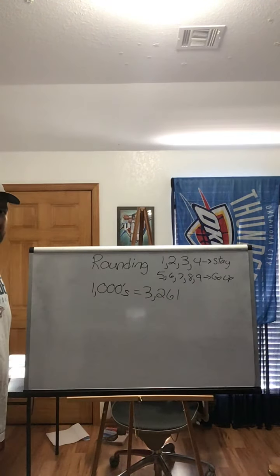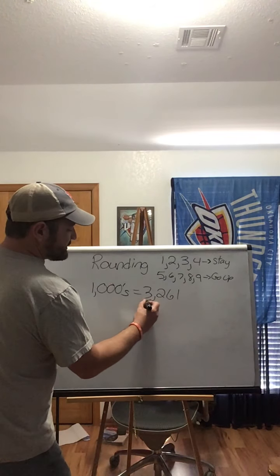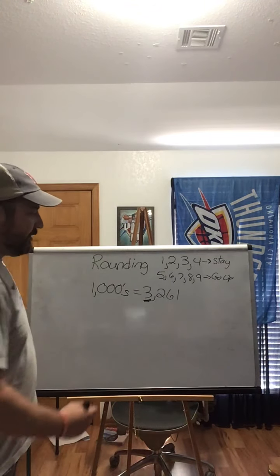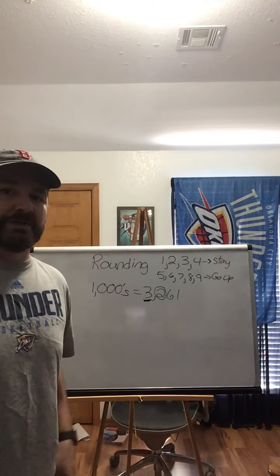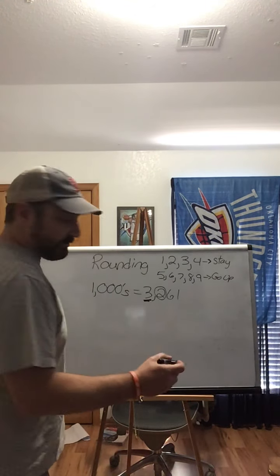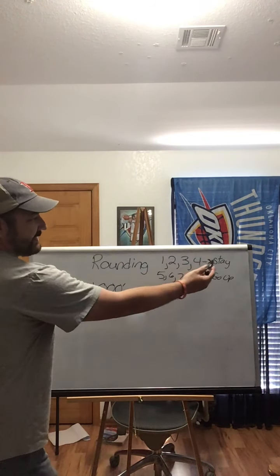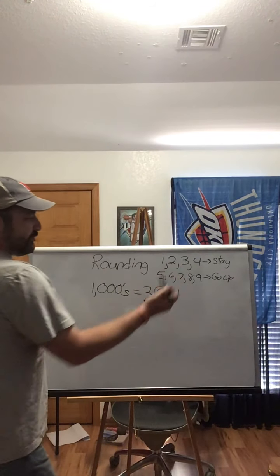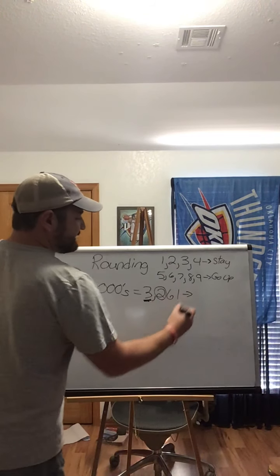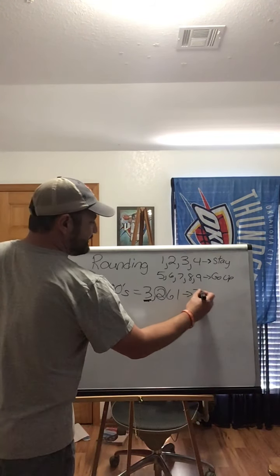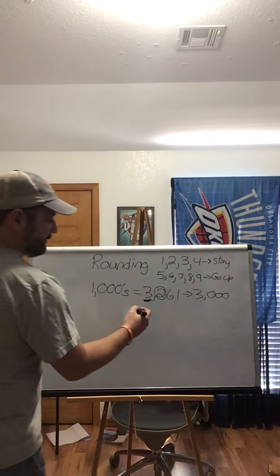3,261. Okay? So again, because we're focused on the thousands place, we underline the number in the thousands, which happens to be 3. We circle the number right next door. Again, the 6 and 1, you don't touch. Leave them alone. They don't matter to this problem. The only two numbers that matter are the thousands place and the hundreds place. This hundreds place is going to tell it, does it stay at 3 or does it move up? And in this case, it's going to tell it to stay. So 3,261, whenever you round it, is just going to be rounded to 3,000.